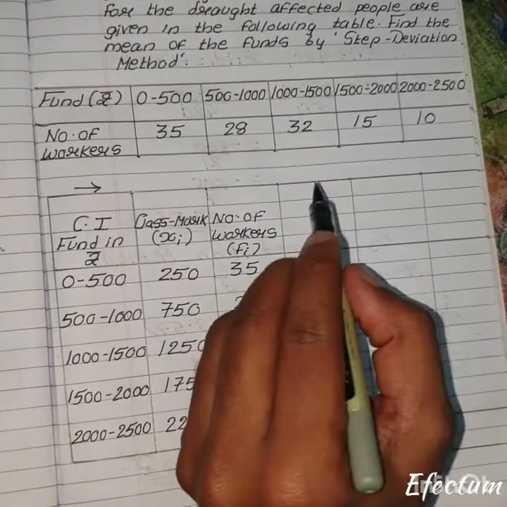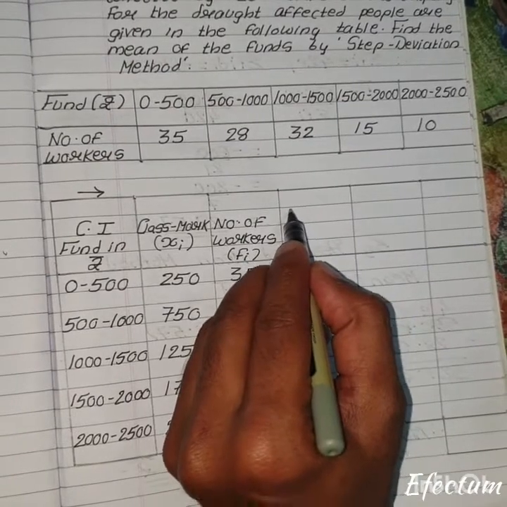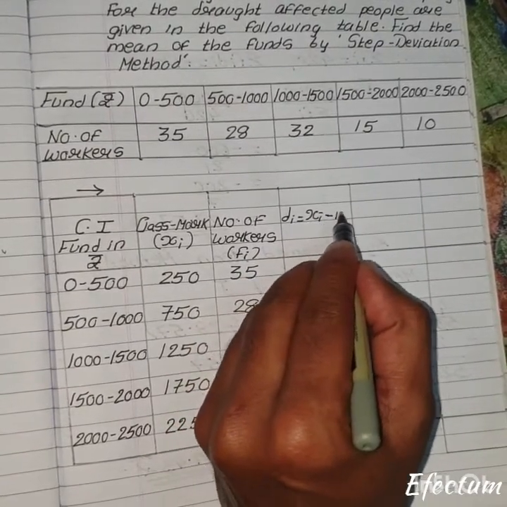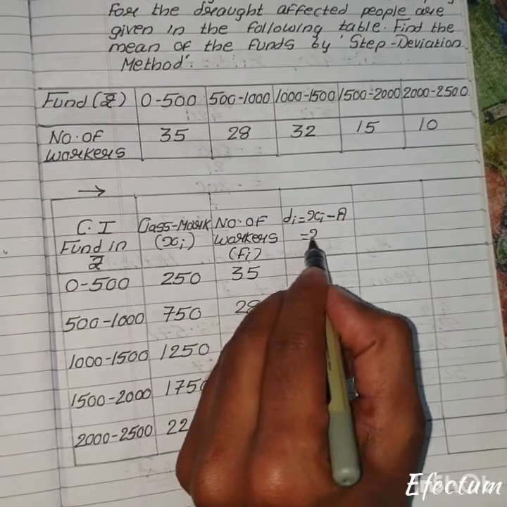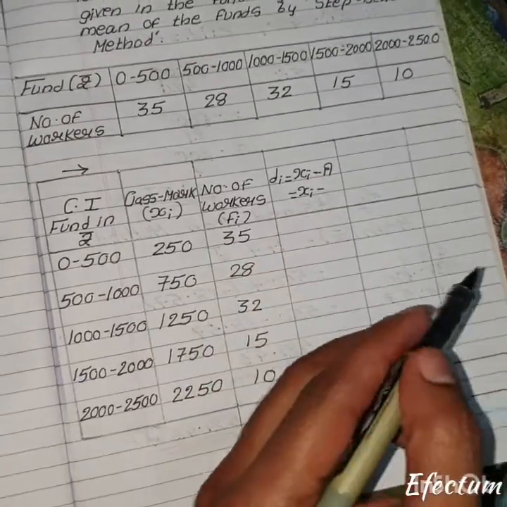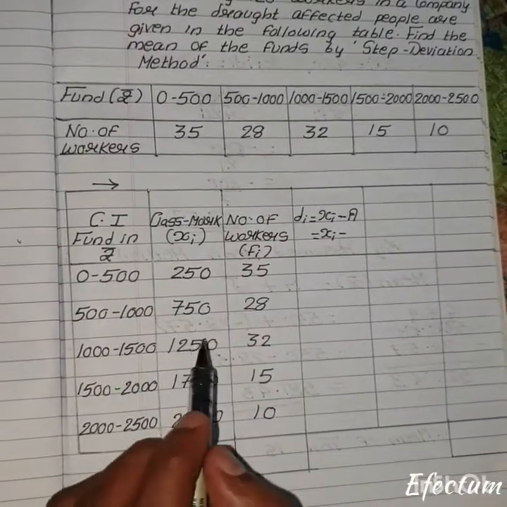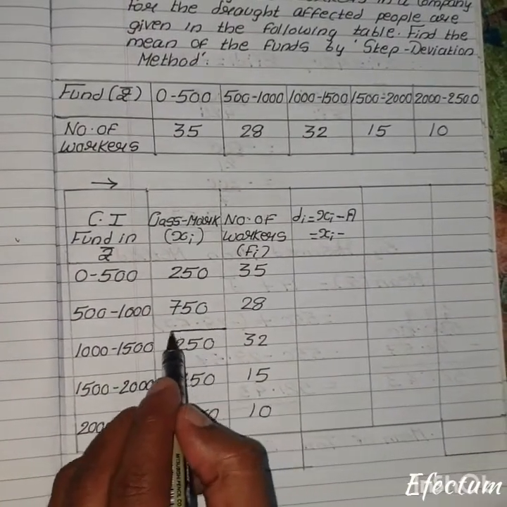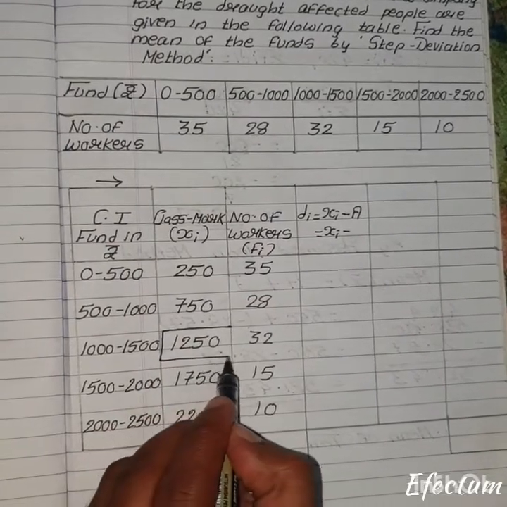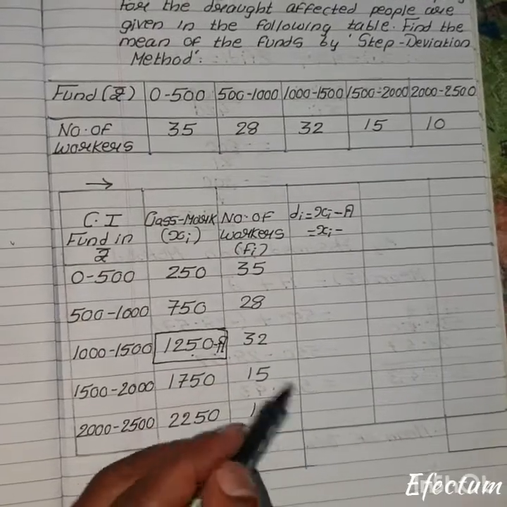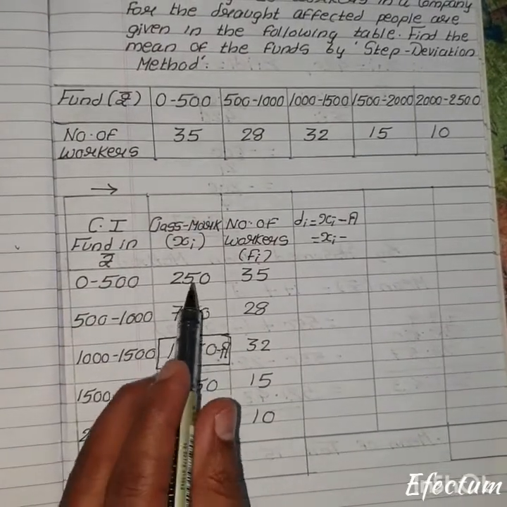Now in the assumed mean method we had seen a new variable di, that is nothing but xi minus a. Now see the column of xi: 1, 2, 3, 4, 5. The number of values is 5, so we will consider the middle value as a. So in this case our a is 1250. Subtract this value from each value of xi.